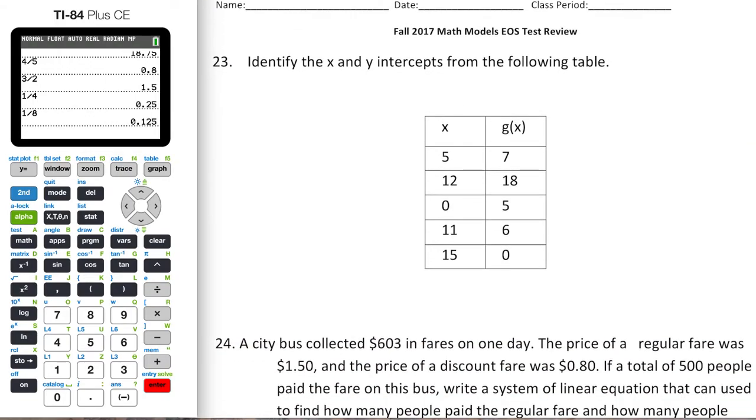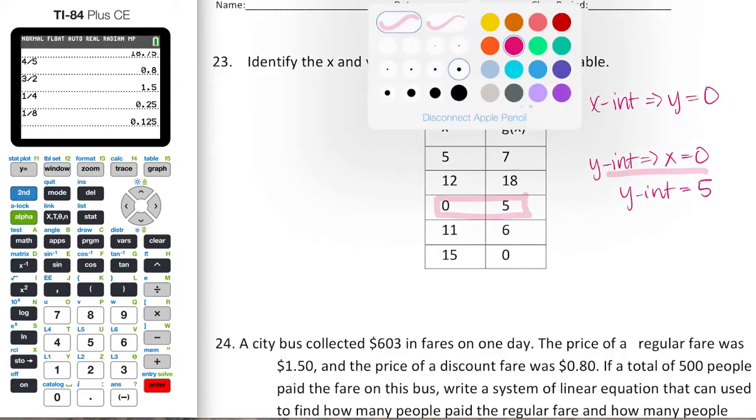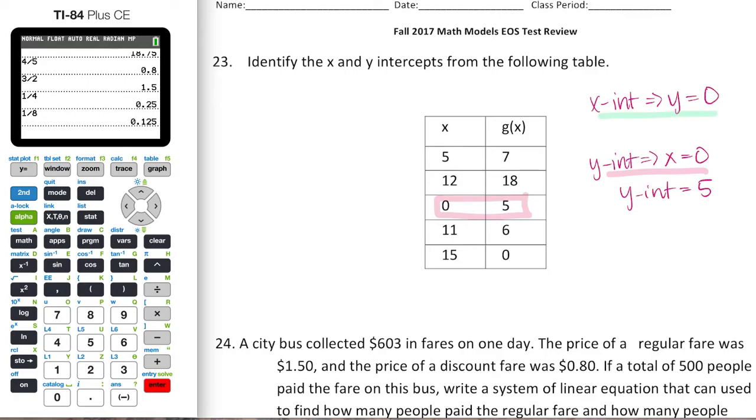All right, x and y intercepts. So your x-intercept is where y equals 0. Your y-intercept is where x equals 0. So let's find where x equals 0. So x equals 0 right here. So that means your y-intercept equals 5. Then our x-intercept is where y equals 0. So y equals 0 right here. So our x-intercept equals 15. So that one goes there, and that one goes there.